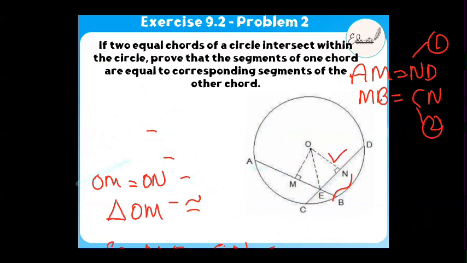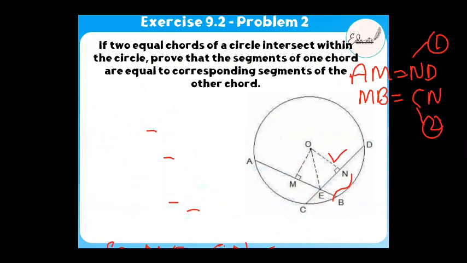Do you remember equation 1? Let's keep M is equal to EN as equation number 3. Do you remember equation 1 is AM is equal to ND? Equation 2 is MB is equal to CN. So how can we do some simplification in 1, 2, and 3 so that we can get AE is equal to ED, and CE is equal to EB? How can we do this, beta?